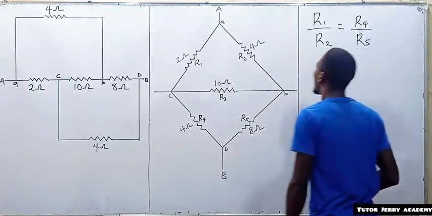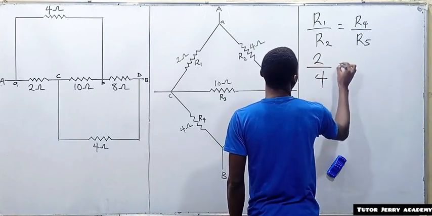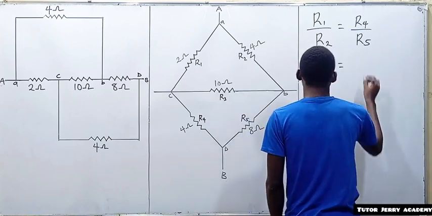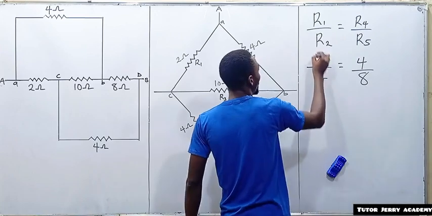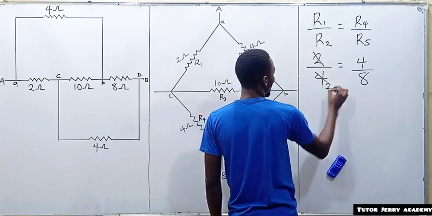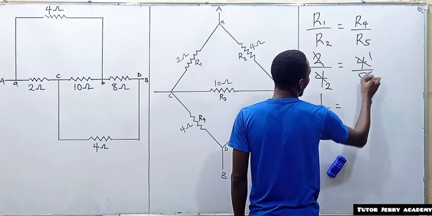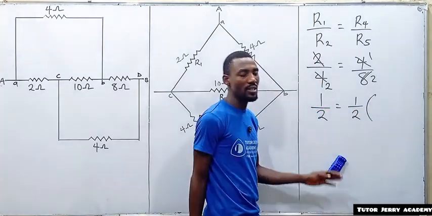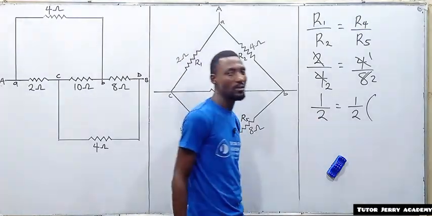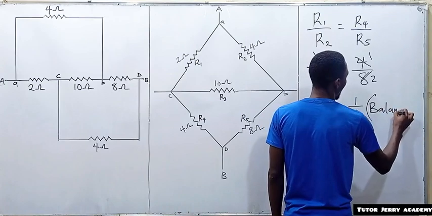All right. So R1 is 2. It means 2 divided by 4 must be equal to 4 divided by 8. All right, let's check it out. 2 here, 1, 2 here is 2, so we have 1 all over 2. 4 here, 1, 4 here is 2, we have 1 all over 2. So it shows that since 1 all over 2 is the same thing as 1 all over 2, it is balanced.